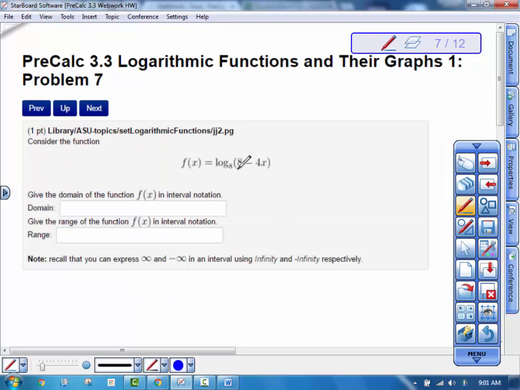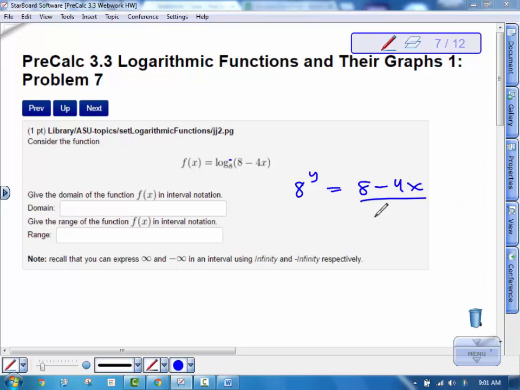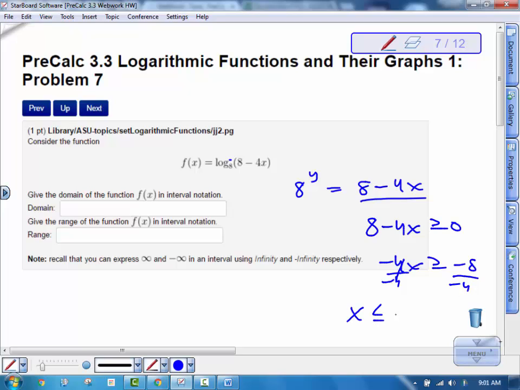Okay, the next problem wants the domain of this function. Once again, if we change this into exponential form, 8 to the y equals 8 minus 4x, you can see that this must be positive because there's nothing I can raise 8 to get a negative or 0. So I'm going to take 8 minus 4x and set it greater than or equal to 0. Subtract 8 from both sides. Divide by negative 4. And you get x is less than or equal to 2.